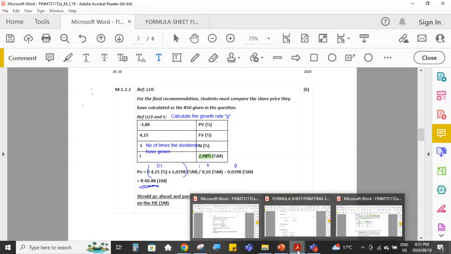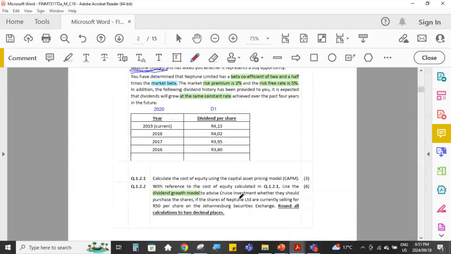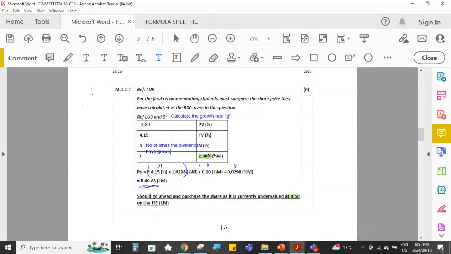So again, if we go back over here to our table, the dividends grew from 2016 to 2017, that's once, 2017 to 2018 is twice, and 2018 to 2019 is 3 times. So although we've got 4 years history, this is 3 growth periods. Okay, 380 to 395, 1, 395 to 402, 2, 402 to 415, the 3rd time the dividends grew. So that's why N is 3 and not 4.